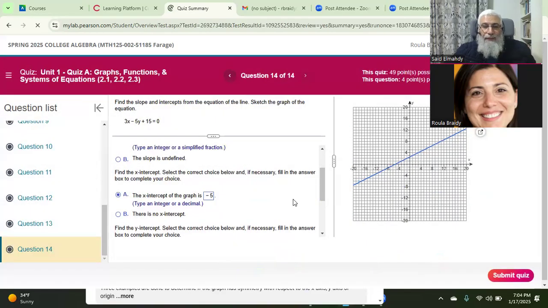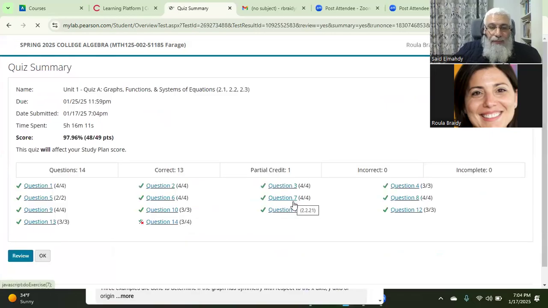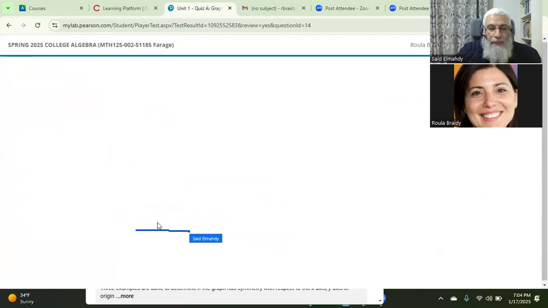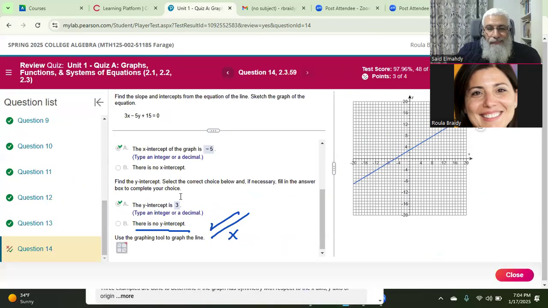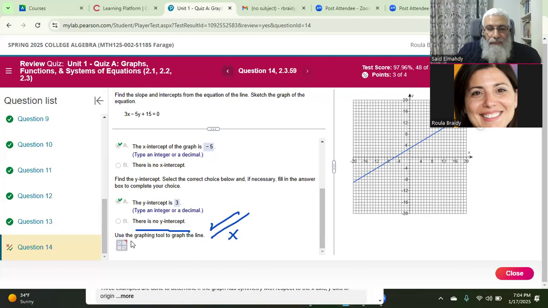Let's see what this is. It is something like this. Half point. Let me see. Use the graphing tool. I didn't see the graph. So for the y-intercept, you should put a point here, 3, and you go up 3 and to the right 5. You go up 3 and to the right 5.